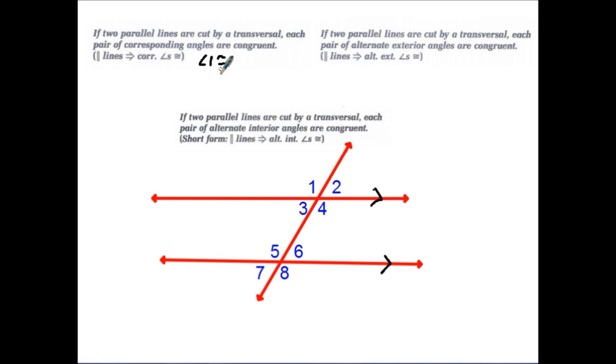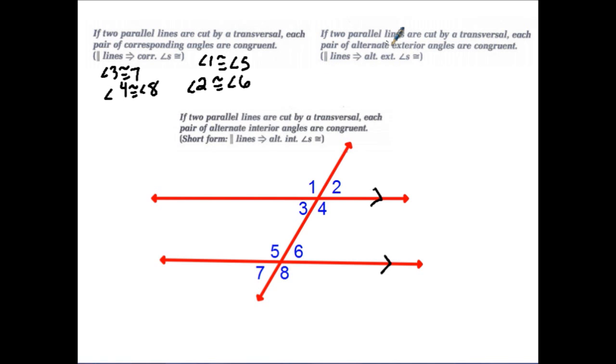Angle 1 and angle 5 are congruent. Or we can match up angle 2 with angle 6. We can match up angle 3 with angle 7, or we can match up angle 4 with angle 8. So that's our first one. Parallel lines yield corresponding angles congruent.